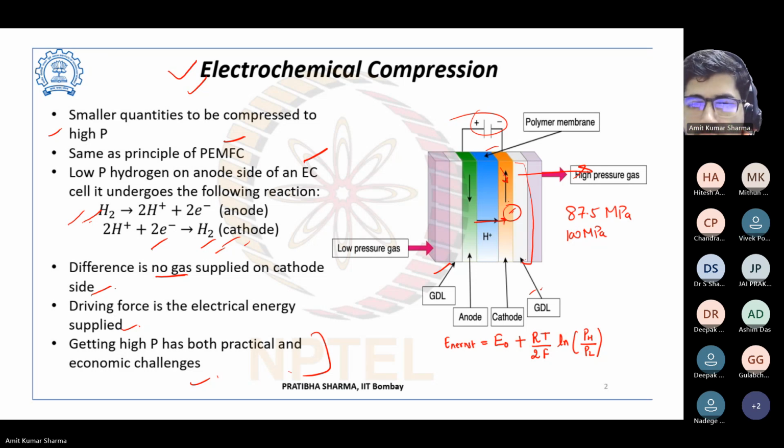Where? The bullet point says the difference is no gas supplied at the cathode side. This bullet point represents the difference between the PEM fuel cell and this compression. In the PEM fuel cell everything is similar, the only thing is that we have the supply of oxygen on the cathode side, but there is no gas supplied on the cathode side in this.